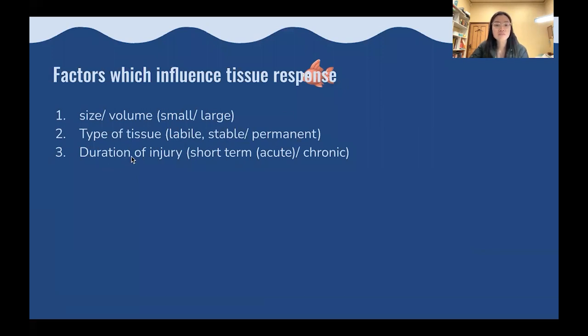And then the duration of injury. So if you have an acute short-term injury, it's more likely to recover compared to chronic injury. And so therefore large permanent chronic injuries will more likely undergo adaptation or cell death instead of recovering and becoming what it once was.